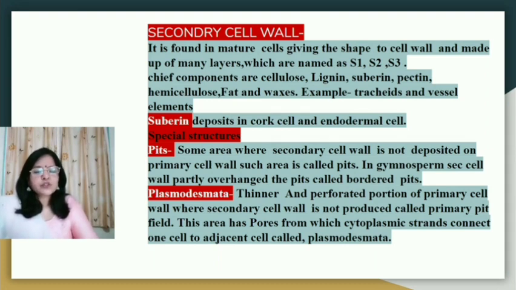And plasmodesmata. Plasmodesmata is the thinner, perforated portion of the primary cell wall where secondary cell wall is not produced, called primary pit field. This area has pores from which cytoplasmic strands connect one cell to the adjacent cell. This is called plasmodesmata.